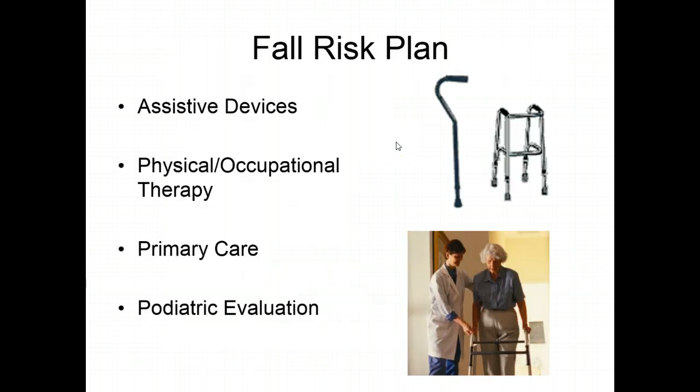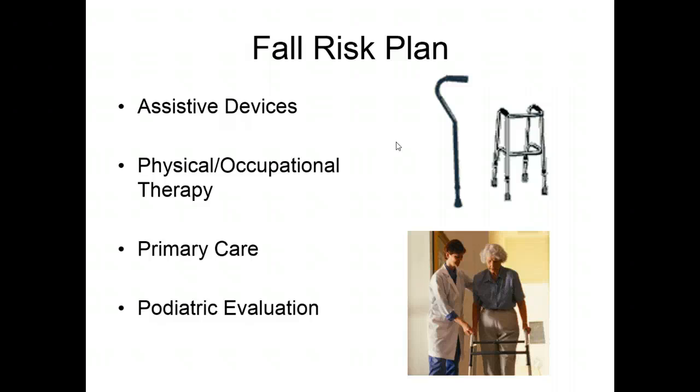So what should be in a fall risk plan? Your plan should include some type of assistive device, such as a cane or a walker, some type of physical therapy where you can evaluate how your muscles are, if you need to strengthen your muscles and improve your muscle strength, and also your primary care doctor, looking at how your medications are and if there's any need to change, and then also a podiatric or foot evaluation to see if there are any foot problems.